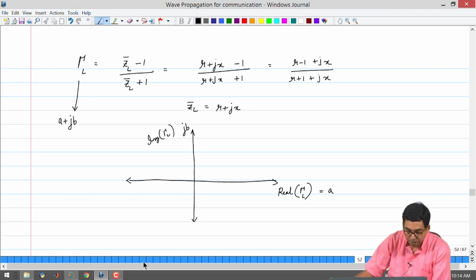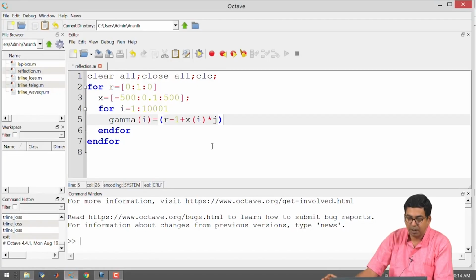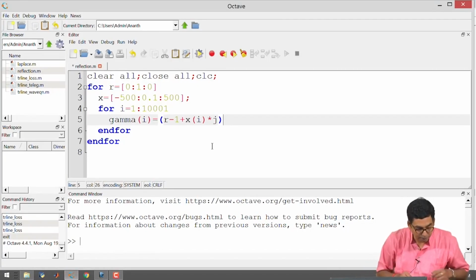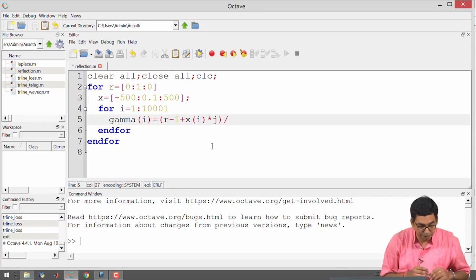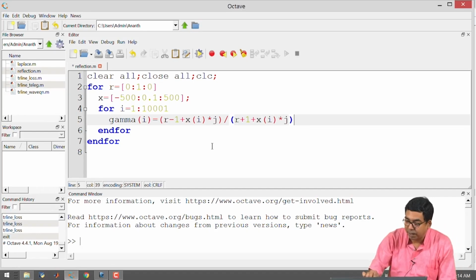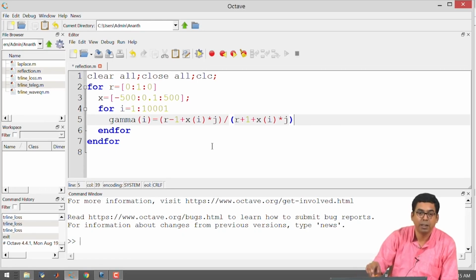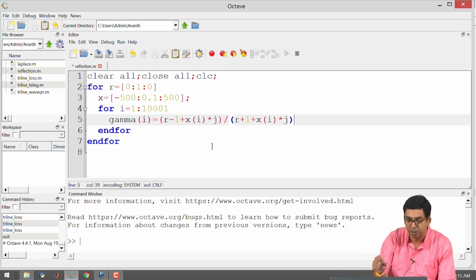Okay. So, I will go back to my Octave program, and I will complete this formula for calculating the value of voltage reflection coefficient gamma. So, it will be R plus 1 plus, so the reason why we are putting x of i into j is Octave accepts this for the imaginary part. You have to put the variable name first multiplied with j, j is square root of minus 1 here, i is the index of x for which you are going to calculate the value of gamma. Okay. This is just a detail.